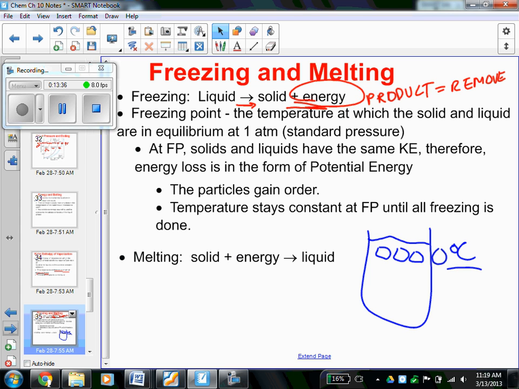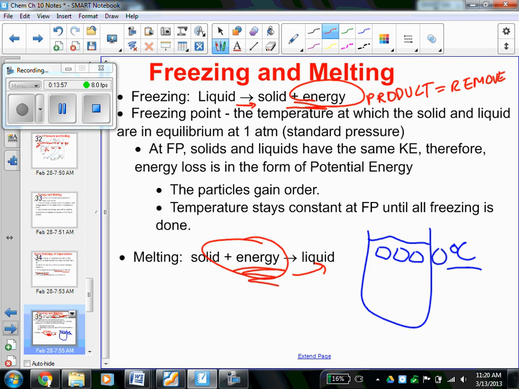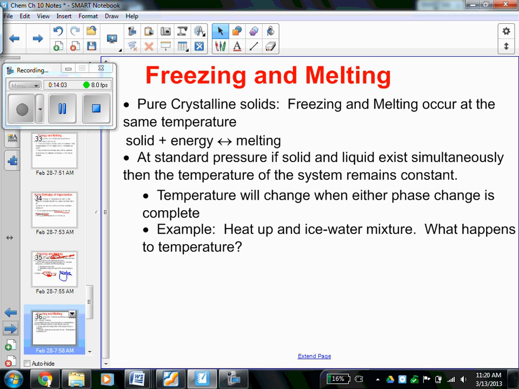So at freezing point, solids and liquids have the same kinetic energy, therefore energy loss is in the form of potential energy. What's happening here is the particles are gaining order, and the temperature stays constant until all the freezing is done. And of course, melting is the opposite: you'll notice I'm adding energy to get a liquid. So here energy was a reactant, here energy is a product. Two opposite, or opposing, processes: freezing and melting.